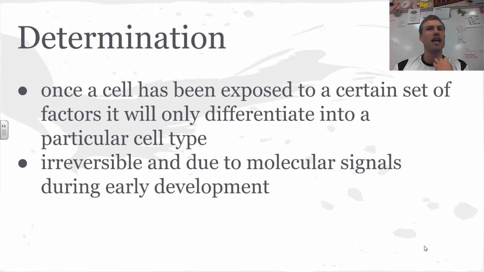And how they figured this out was that they would take cells from an embryo and move them to a different part of an embryo. And even though they might have been surrounded by cells that were going to turn into, let's say, the head, they still turned into cells that were a part of the tail. Right, so they had already been determined. It was already predetermined that those cells would become a certain way, and that's what determination is.